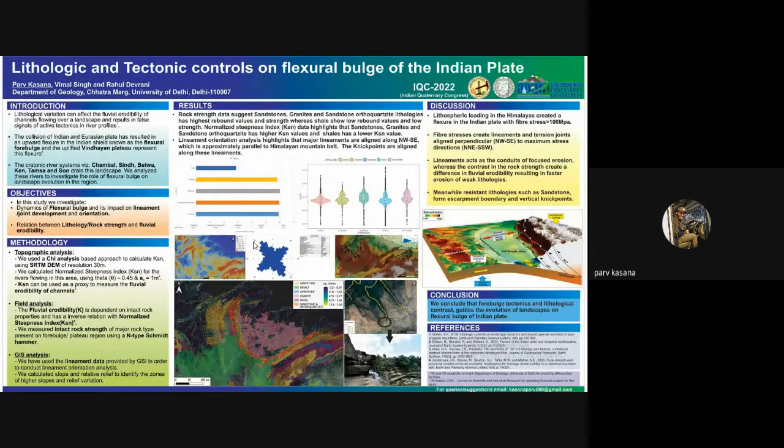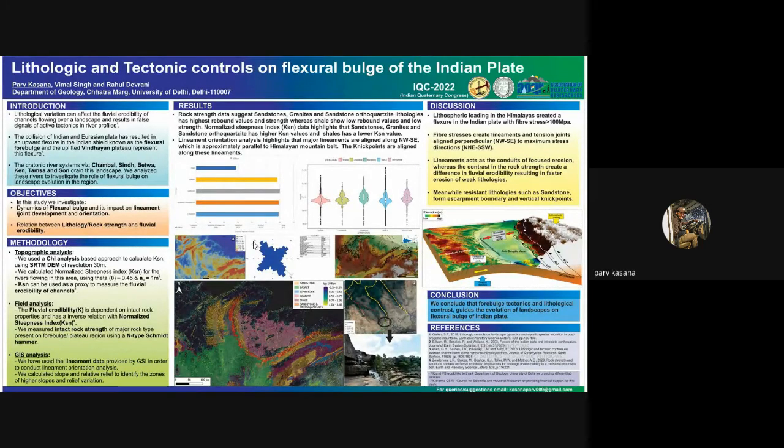Thirdly, we have used the lineament data provided by the Geological Survey of India and done lineament orientation analysis. So coming to the results, we found that the shales are very soft lithologies, and as shown in the bar plot, the dark blue colored bar, which is almost half, shows the R value of these particular rock types. We can see that the rebound values of these shales are comparatively lower than the other 4 types of lithologies.